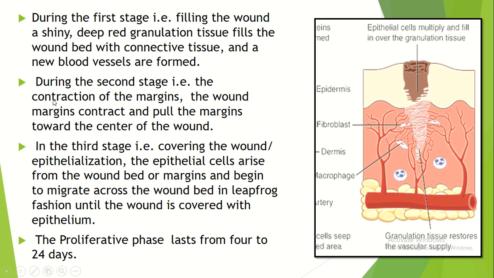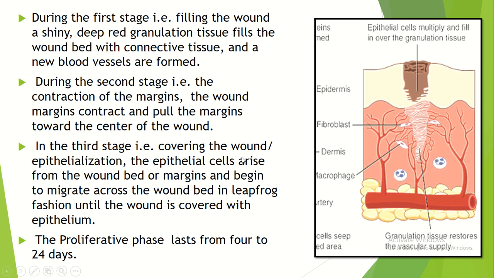During the second stage, the contraction of the margins, the wound margins contract and pull the margin toward the center of the wound. What happens? These wound margins will be contracted. They are pulled towards the center, so that it closes, and the healing process will move to the next level.